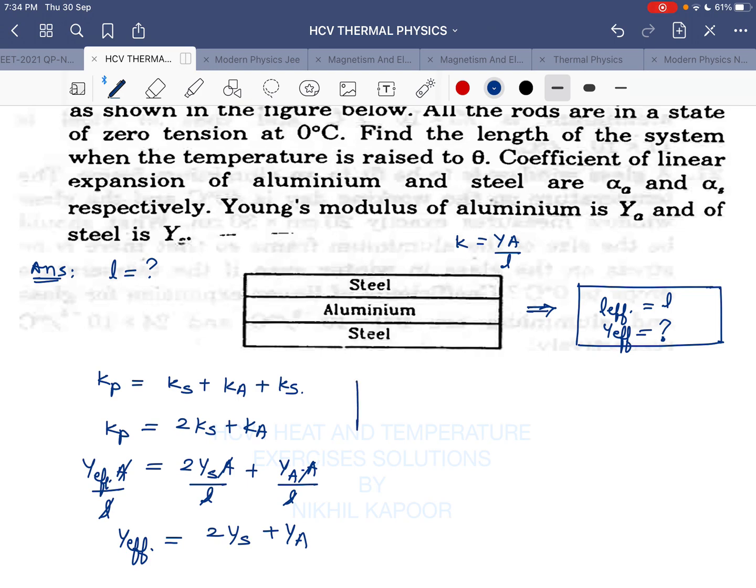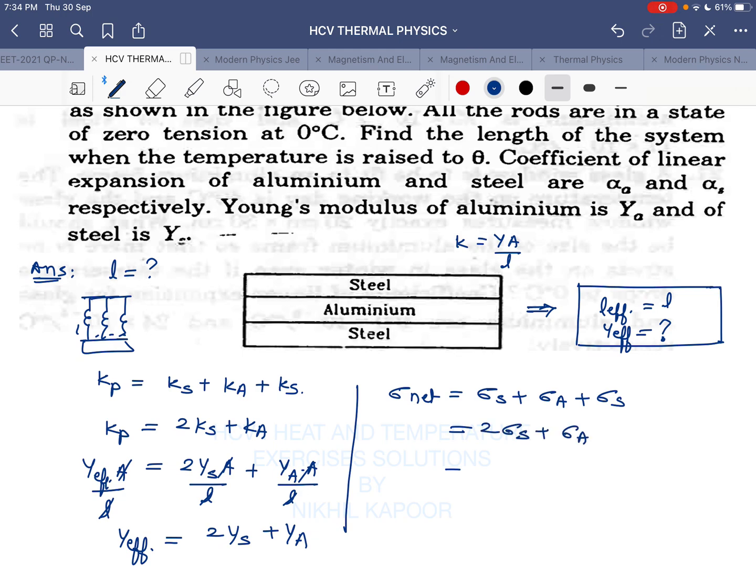Similarly, the stress will also get added because in a parallel combination, when the springs are connected in parallel, net force will be F1 plus F2 plus F3. Therefore, the net stress would be equal to stress in steel plus stress in aluminium plus again stress in steel. So it will be twice of sigma steel plus sigma aluminium. Stress is nothing but Y into strain. So it will be 2 into strain. The strain will be alpha S into delta theta.